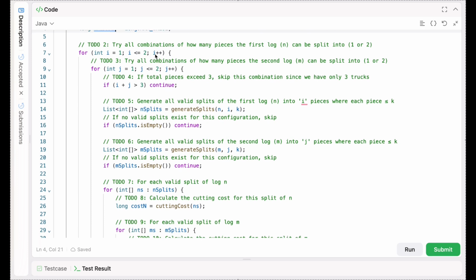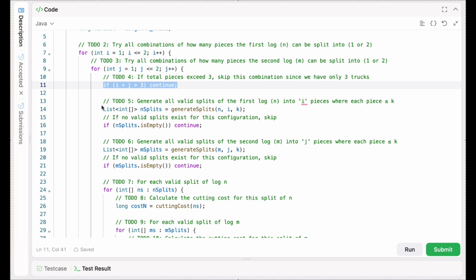Okay, try all the combinations of how many pieces the first log n can be split into, 1 or 2, right? Just think about it. So the first log is n. We have to decide how many pieces for log n, 1 or 2, and for that you will loop from 1 to 2. Then try all the combinations of how many pieces the second log m can be split into, 1 or 2. Again you will make another loop. Now check if the total, meaning i plus j, total pieces exceeds 3, then skip the combination, just continue.